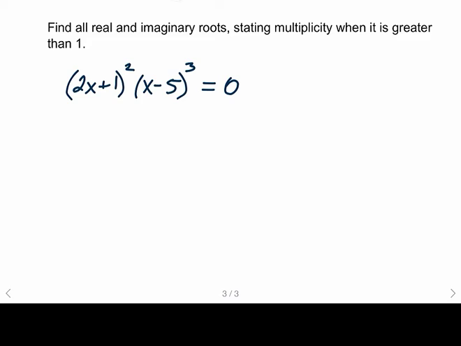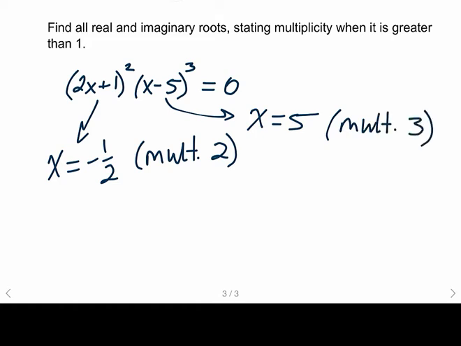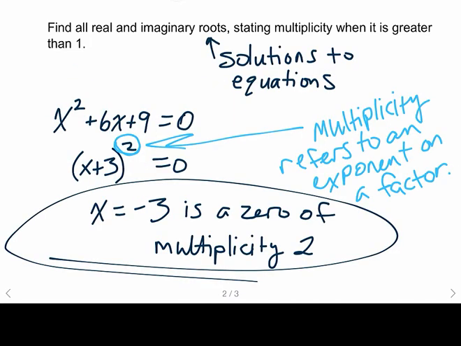The first factor, 2x plus 1, the quantity squared, gives me that x is equal to negative 1/2. And this is a zero of multiplicity, can you guess? 2, because the exponent's 2. The second factor gives me that x is equal to 5. And that is a zero of, anybody? Multiplicity 3.